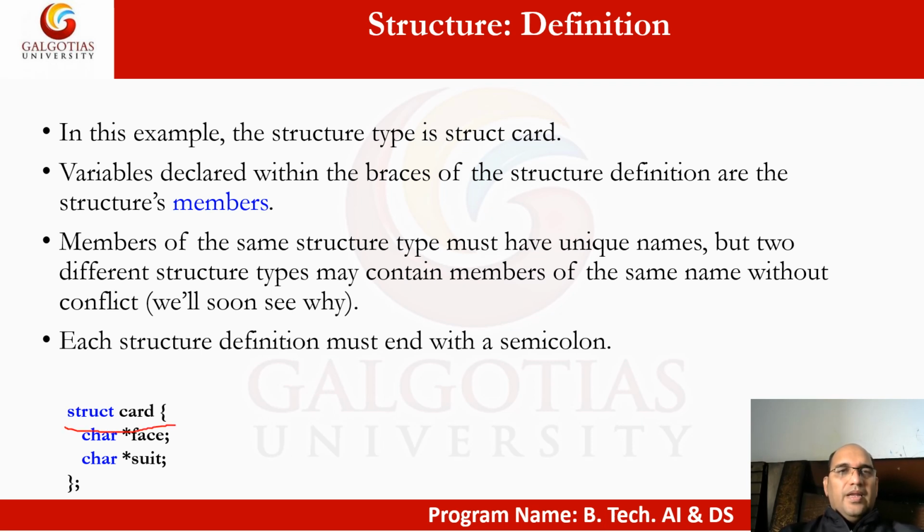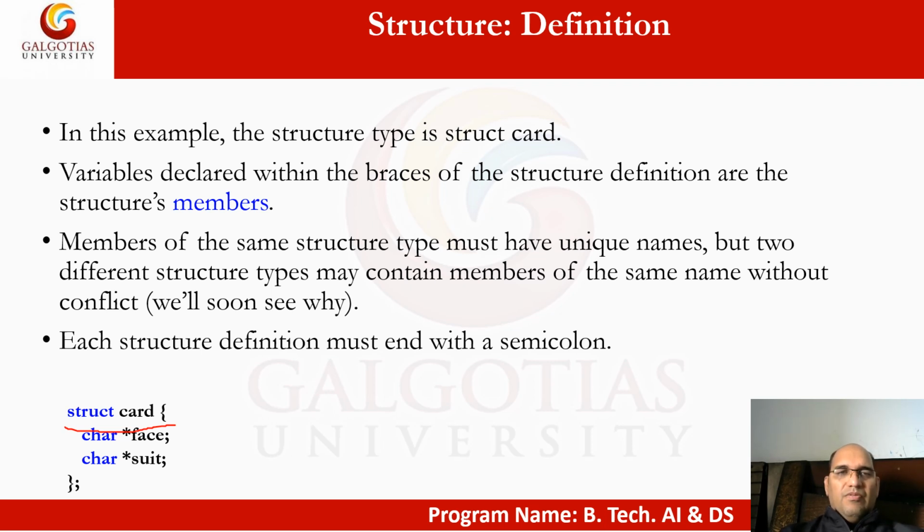this one, right? Variables declared within the braces of the structure definition are the structure members. So both char face and char suit are of pointer type. So both of them are called the structure members. So this structure has two members, one is face and the other one is suit. The members of the same structure type must have unique names, but two different structure types may contain members of the same name without conflict, right?